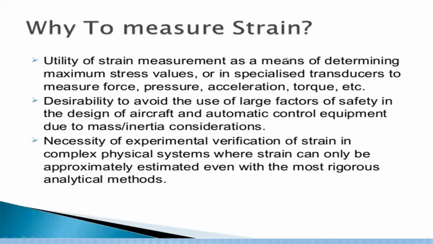So why do we measure strain? We already discussed the utility of strain measurement as a means of determining maximum stress values. Specialized transducers are used to measure force, pressure, acceleration, and torque. The maximum force, maximum pressure, maximum acceleration or maximum torque is calculated by using different types of strain gauges. For this purpose we are using strain gauges.